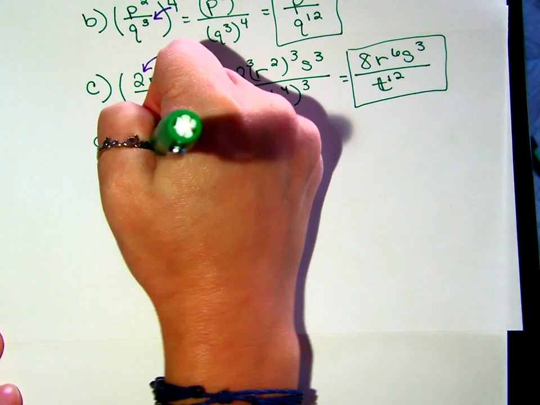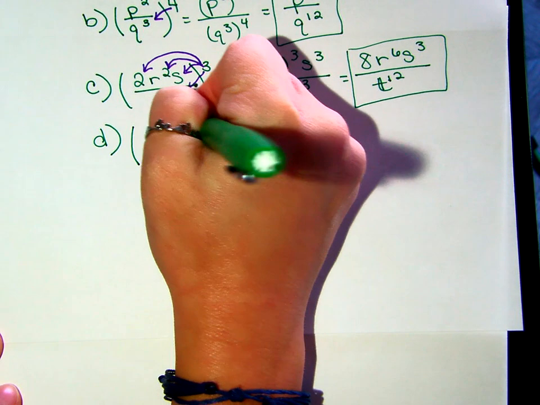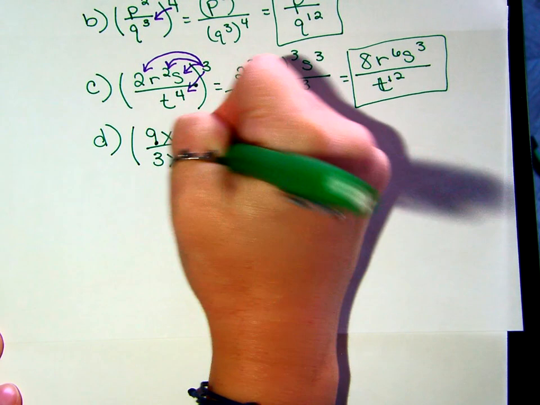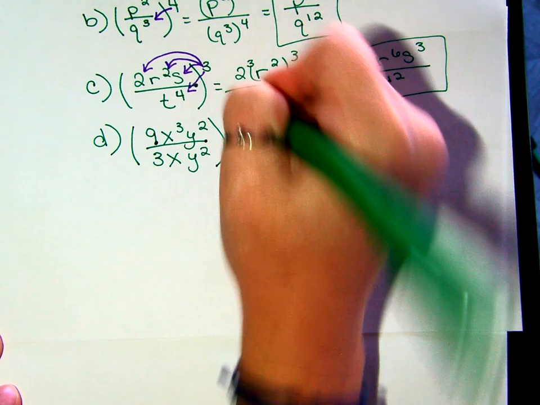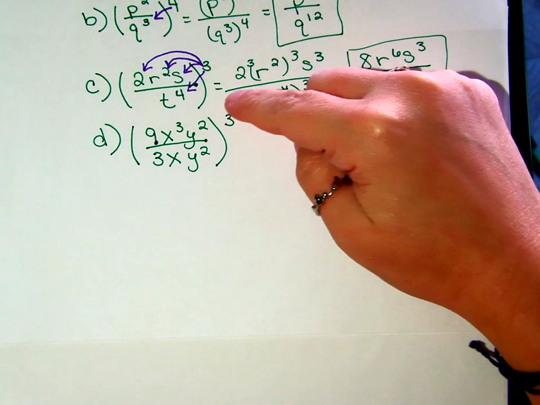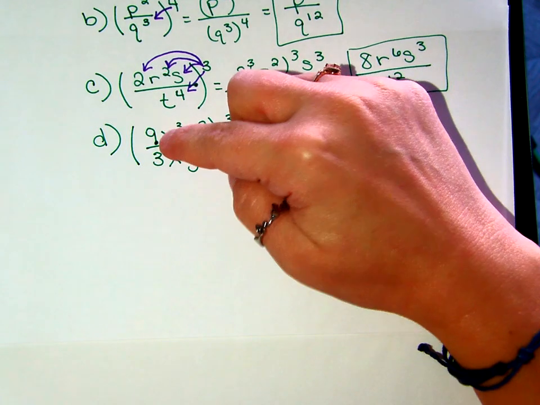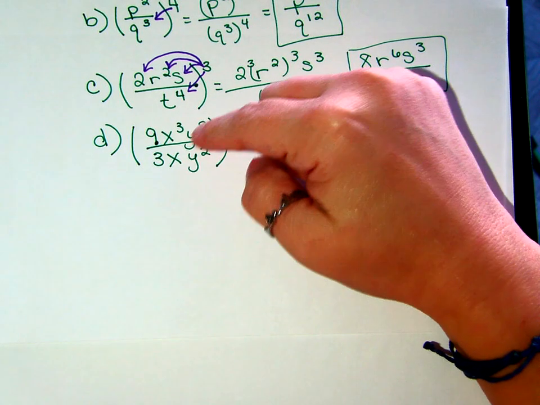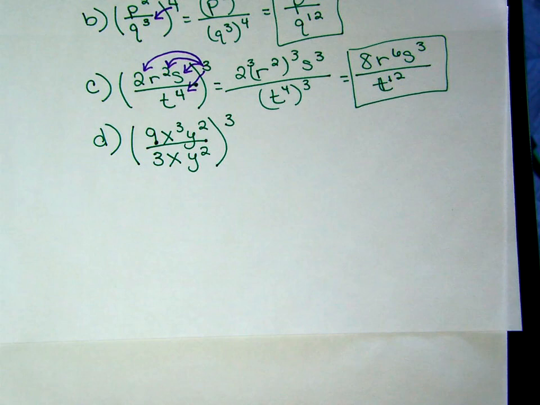x to the 3rd y squared, all over 3x y squared, all of that raised to the 3rd. This one is different than the other ones we've done so far. A, B, C are all different than this one. The reason this one is different is that it's the first one out of these more complicated problems where we have a number both on top and on bottom. We have an x term on top and on bottom. We have a y term on top and on bottom.